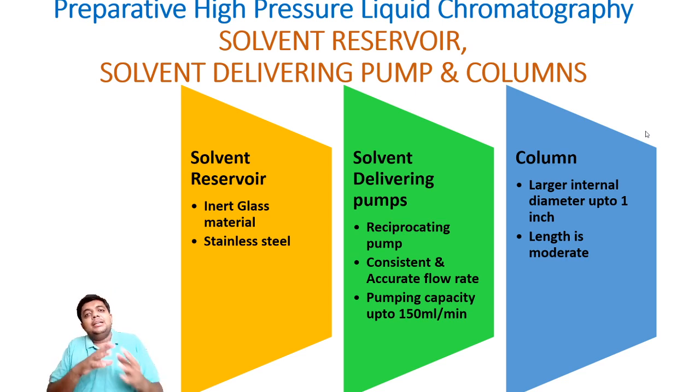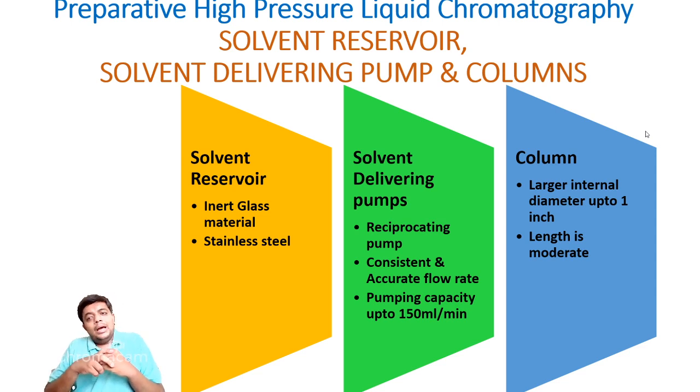Going towards the next step, that is solvent delivering pumps, we are generally using reciprocating pumps, and they are adjusted in such a way that they give a consistent and an accurate flow rate of the mobile phase, and the pumping capacity of these pumps can go up to 150 ml per minute. This excessive capacity of pumping through flow rate, excessive capacity of sample loading and sample handling, and the objective are the three main parameters on which prep HPLC, that is preparative HPLC, works.